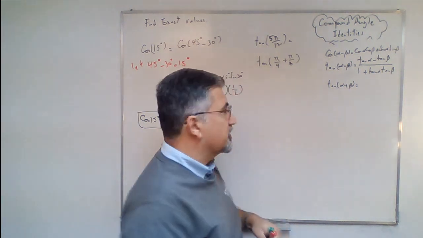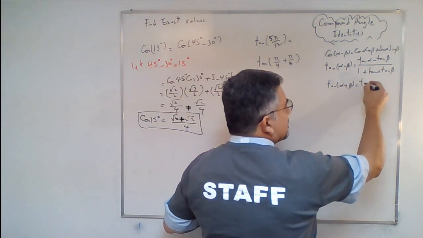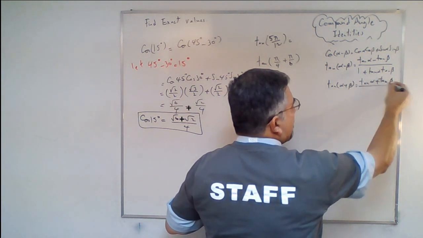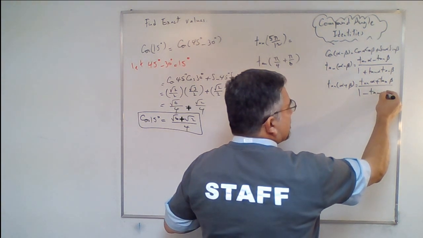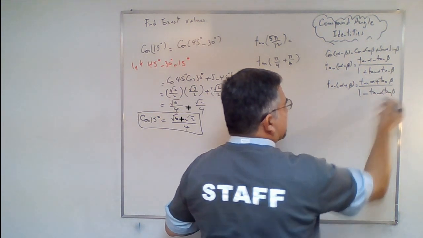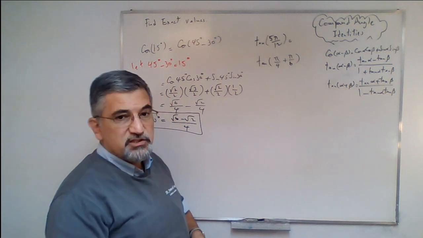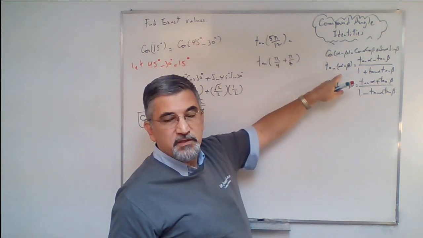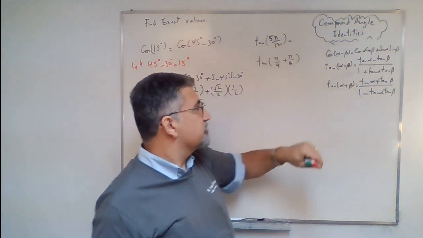Same thing in the bottom. So the formula becomes tan of alpha plus tan of beta over 1 minus tan alpha, tan of beta. So that is the addition formula for tangent, which I quickly derived from the subtraction formula for tangent.